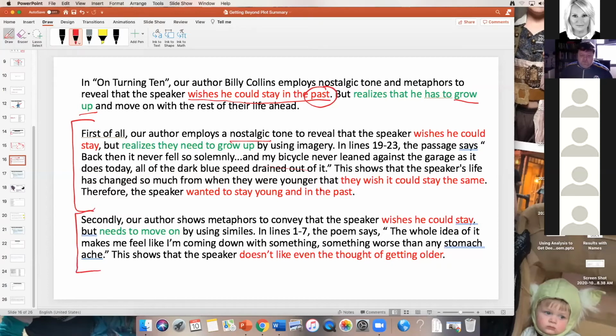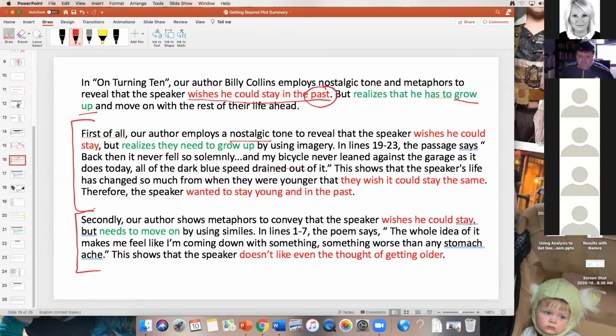Secondly, our author shows metaphors to convey that the speaker wishes he could stay but needs to move on by using similes. Do you see how repetitive this is? Because this kid hasn't made some sort of meaning-based interpretive thesis. They've made a summative thesis that isn't up for debate, and so for the rest of the essay, they can't get that 3 and 4 point on row B because their thesis statement prohibits it.